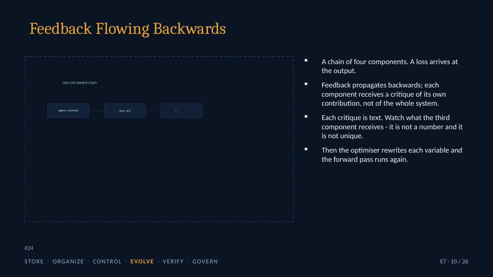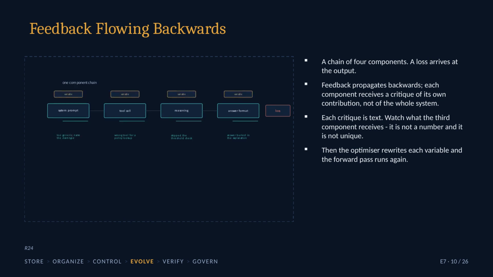Here is one pass. Four components, a forward pass, and a loss arriving at the output. Feedback then propagates backwards, and this is the part that repays attention. Each component receives a critique of its own contribution, not a critique of the whole system. That decomposition is the entire trick.